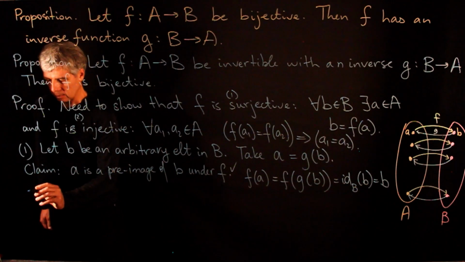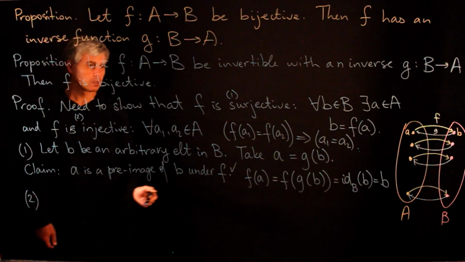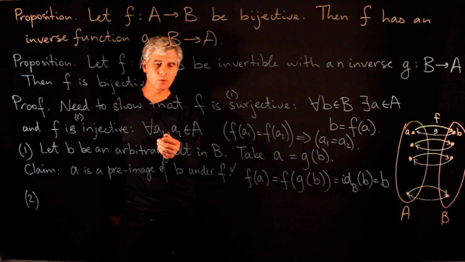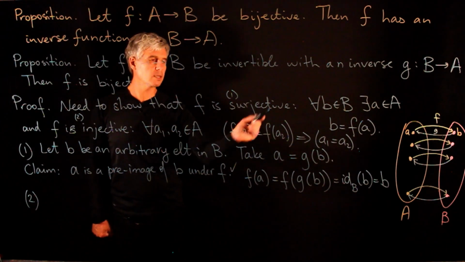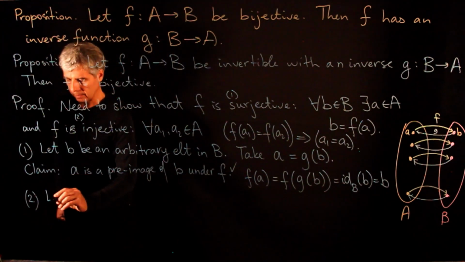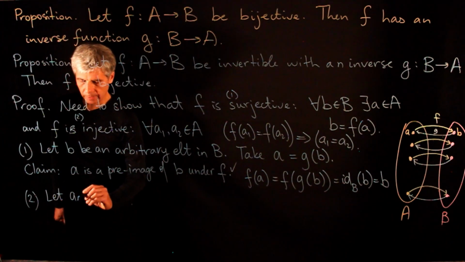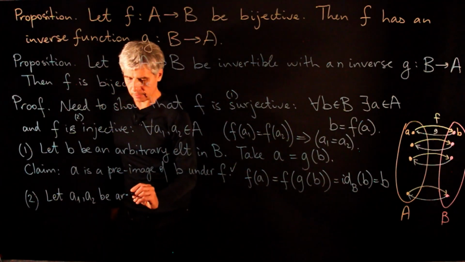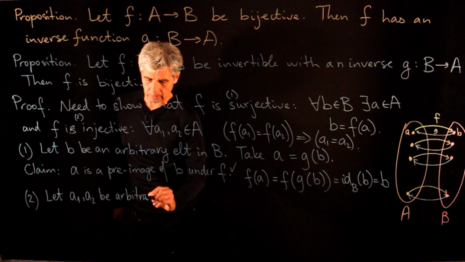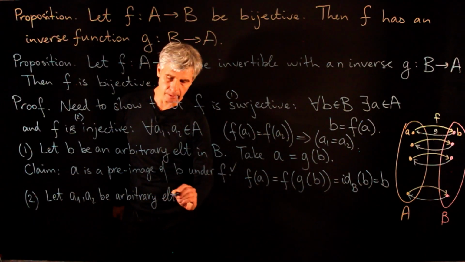Now, let us prove 2. Here, again, we have a universal quantifier. So we say that for all a1 and a2, something holds. And again, we say, let a1 and a2 be arbitrary elements of A.